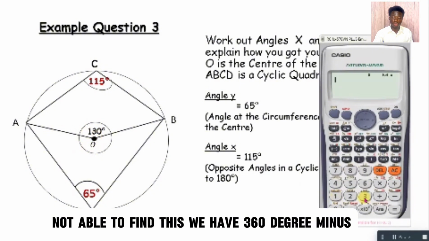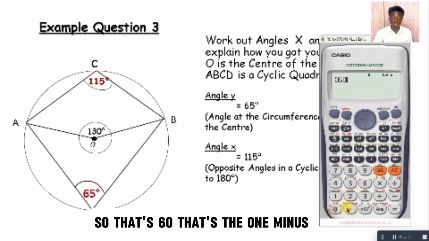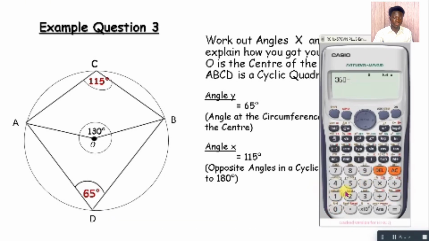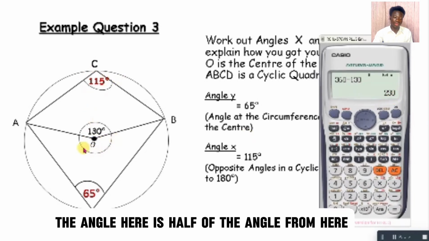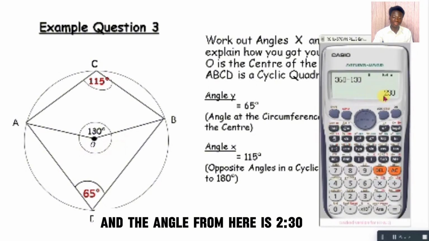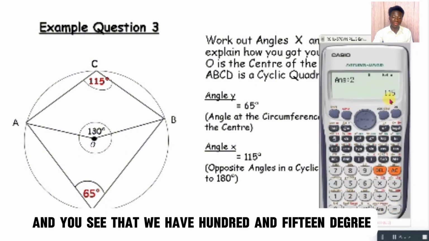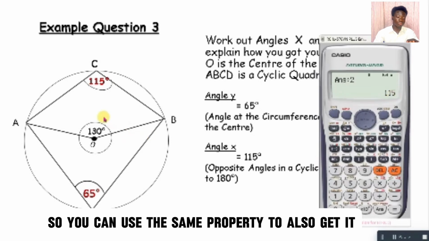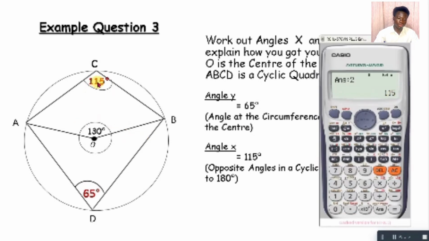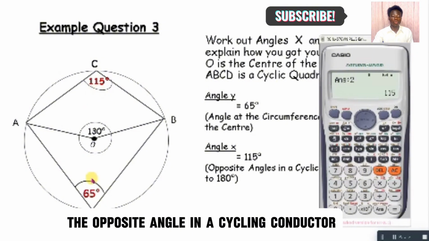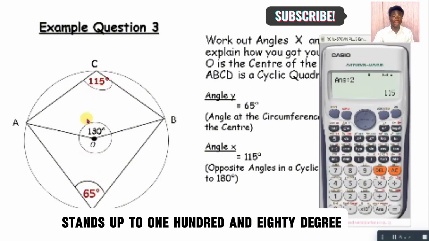So we have 360 degrees minus 130, and I got 230. And we are saying that the angle here is half of the angle formed here, and the angle formed here is 230. So let me divide it by 2, and you see that we have 115 degrees. So you can use the same property to also get it. And you can also use the property that says that the opposite angles in the cyclic quadrilateral sum up to 180 degrees.